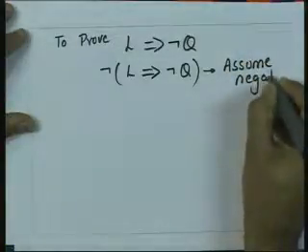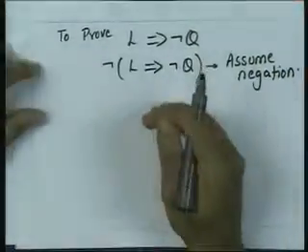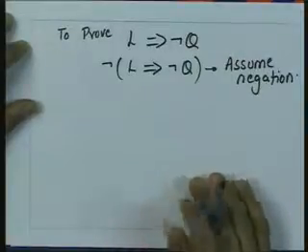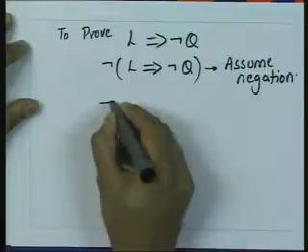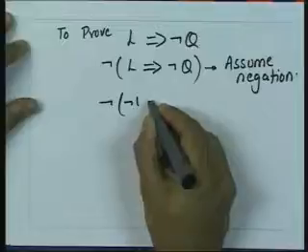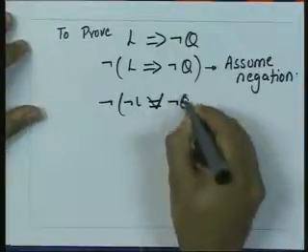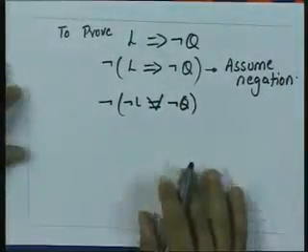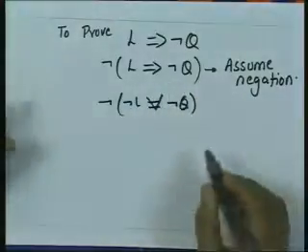Assume negation. Now, as soon as this is done, we start refining what we have just written out, that is the negative statement. By rewriting this implication, we can say that this automatically leads to not of (not L or not Q), right. We are simply rewriting this to say not of (not L or not Q) instead of L implies not Q, right.